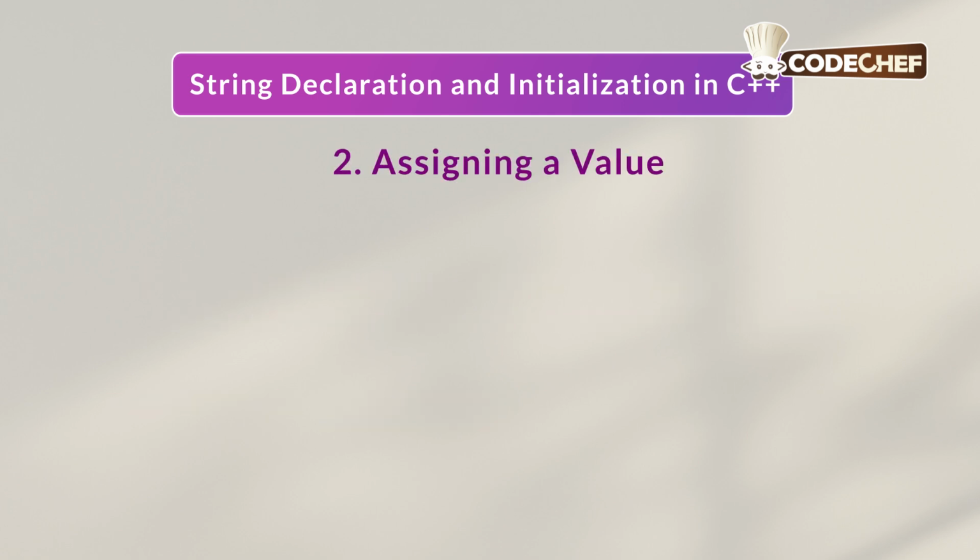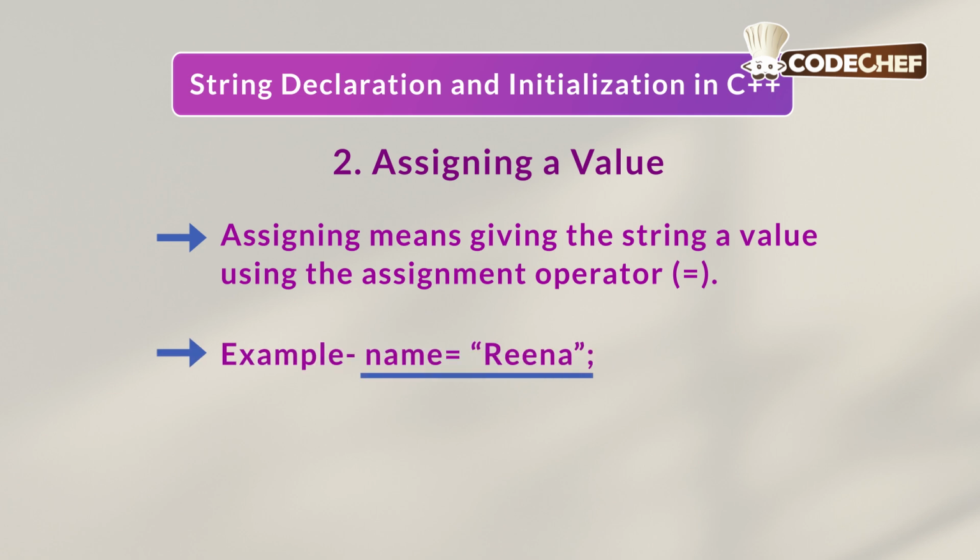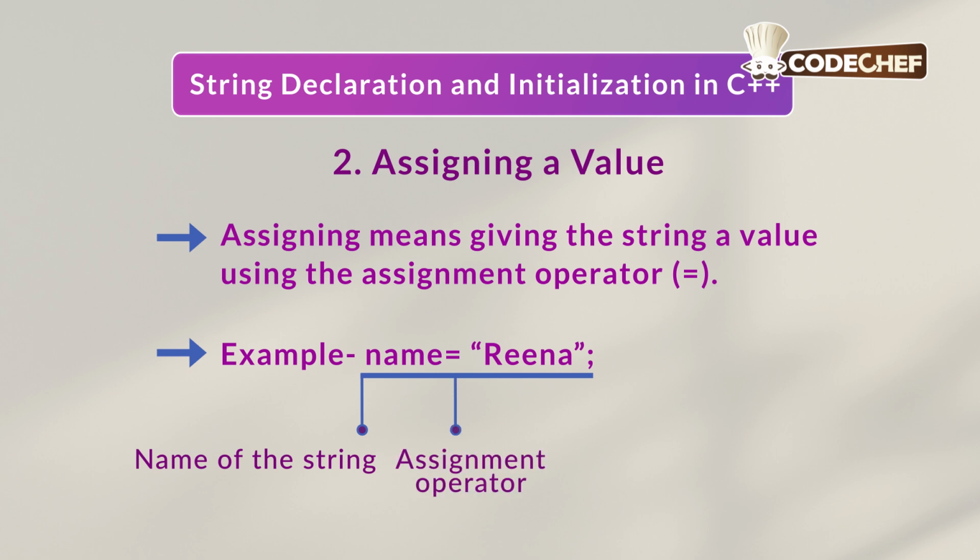Then assigning a value. Assigning means giving the string a value using the assignment operator. Example, name is equal to, and then in double inverted commas, Reena, and semicolon. Here name is the name of the string, is equal to is the assignment operator, and whatever value we want to assign to the string, we write in double inverted commas. So Reena is the value that we want to store in the string.